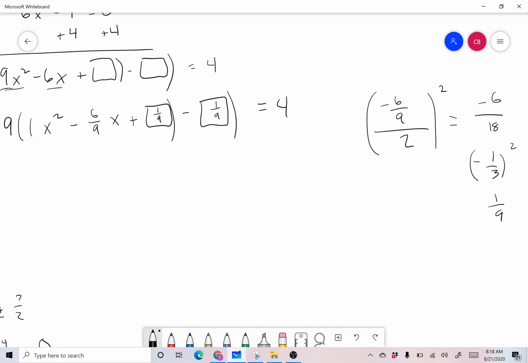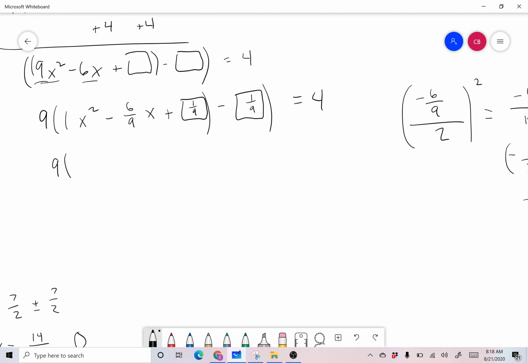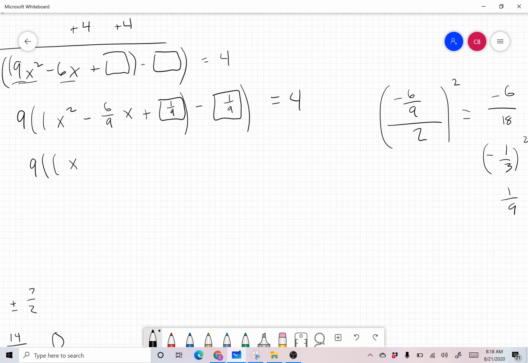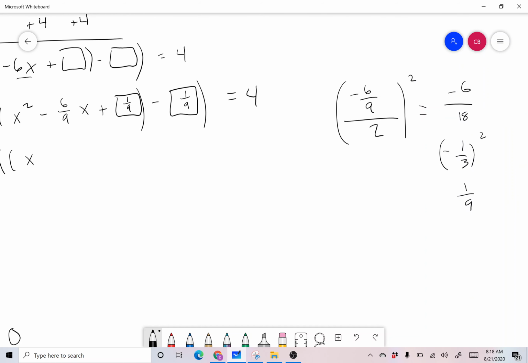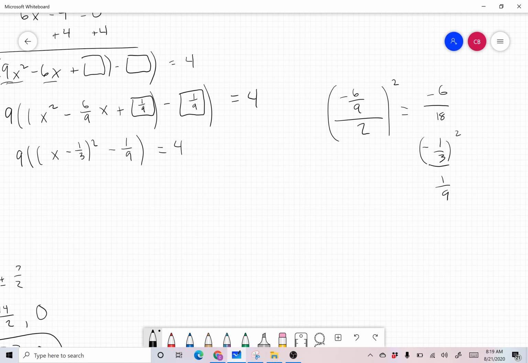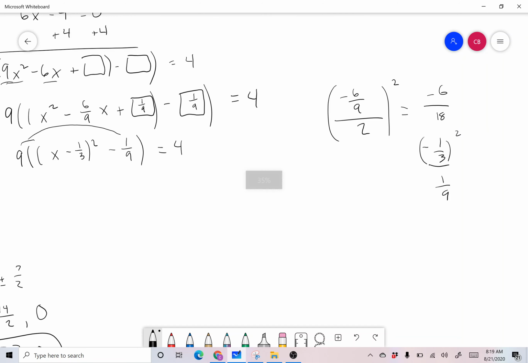Okay, so now we're going to do what we've done previously, but we still have the 9 here. This is x, well, that's why I simplified this over here, negative 1/3 squared. I just took this value. And then we have minus 1/9 is equal to 4. Okay, so that's taken care of. Now we're going to distribute this 9 to this and this. So we have 9 times x minus 1/3 squared, minus 1, because 9 times 1/9 is 1, is equal to 4.